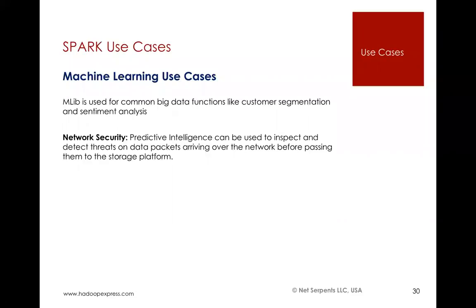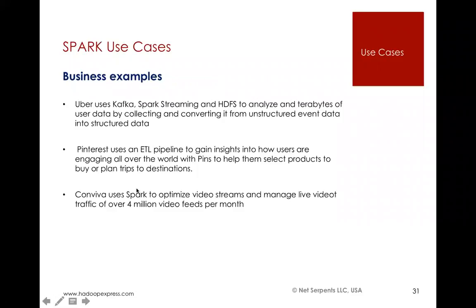So these are the kind of use cases that we have for Spark. What kind of businesses are using it? Uber uses it. Uber uses Kafka, Spark streaming, and HDFS. You know about Uber, right? It's the taxi thing. So Uber uses Kafka, Spark streaming, and HDFS to analyze terabytes of data by collecting and converting it from unstructured event data into structured data.